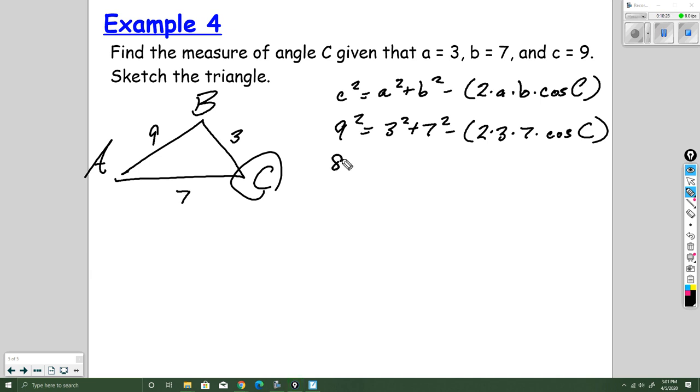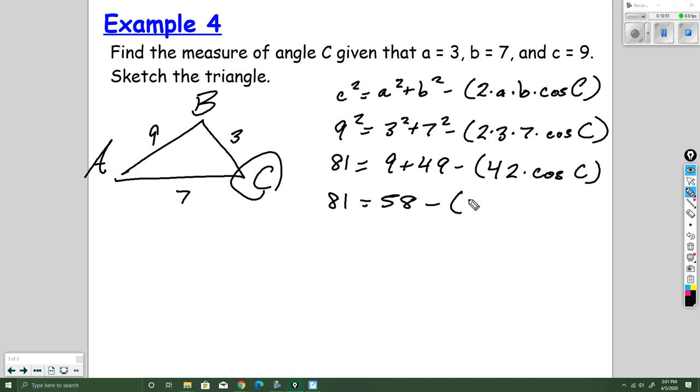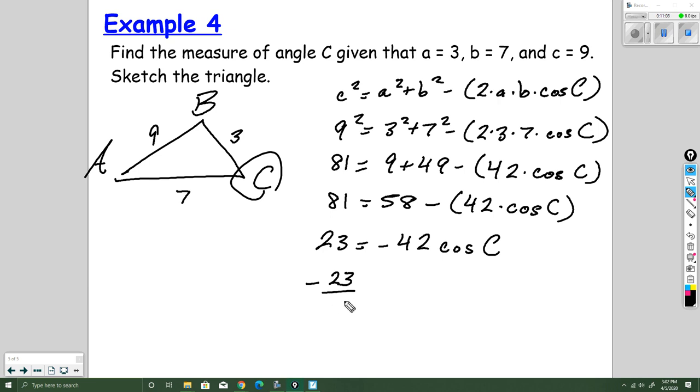So just going through this, we've got 81. 9 squared is 81. 3 squared is 9. 7 squared is 49. 2 times 3 times 7 is 42. So minus 42 times cosine of C. 9 plus 49 is 58. Subtract 58, and we get 23. So we have 23 equals negative 42 times cosine of C. Divide by negative 42, and we get, I'm just going to write the fraction here, negative 23 on 42.